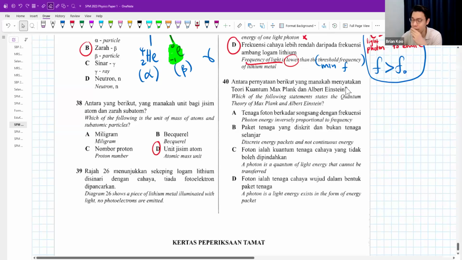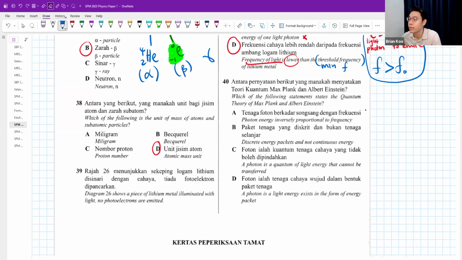Number 40. Which of the following statements states quantum theory of Max Planck and Albert Einstein? Photon energy is inversely proportional to frequency. That's wrong. Energy is directly proportional to frequency. Okay, you can find this formula in formula sheet also. Discrete energy packets and not continuous energy. This is the idea of Max Planck. By the way, they spell Max Planck wrong. It's Planck. They forgot the C.